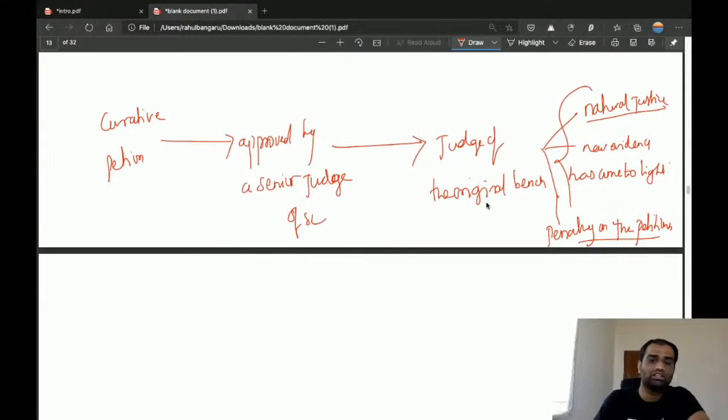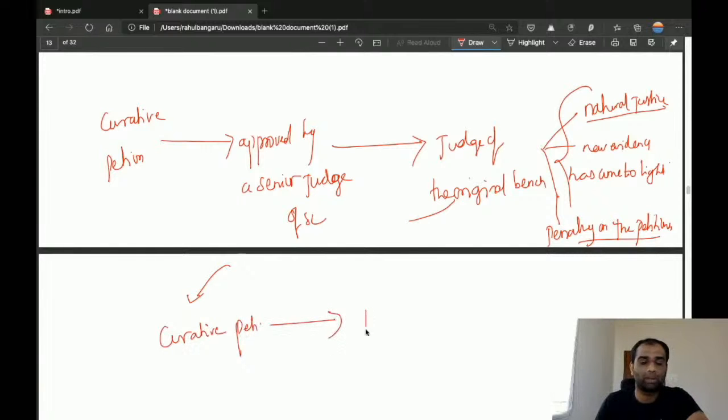Now, once this judge has given his approval, this curative petition will be taken up by a bench. This bench will give its judgment.